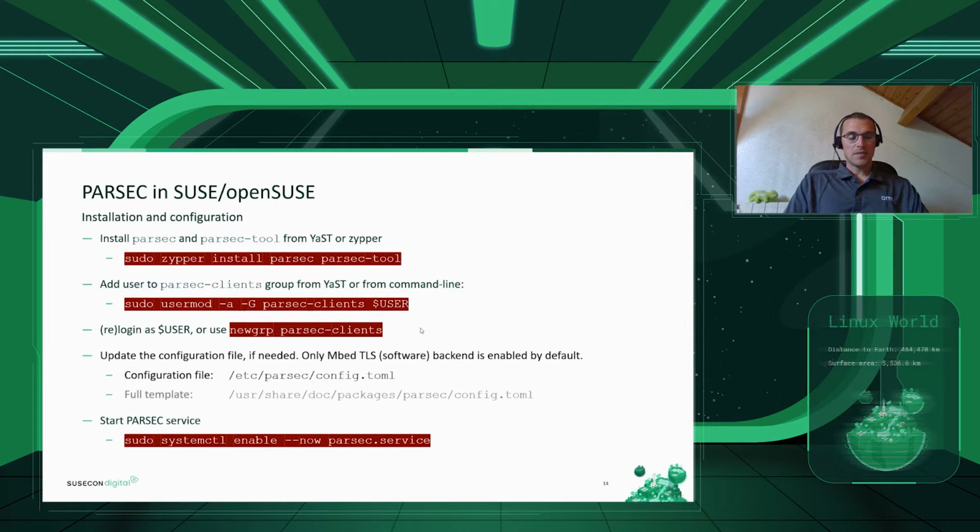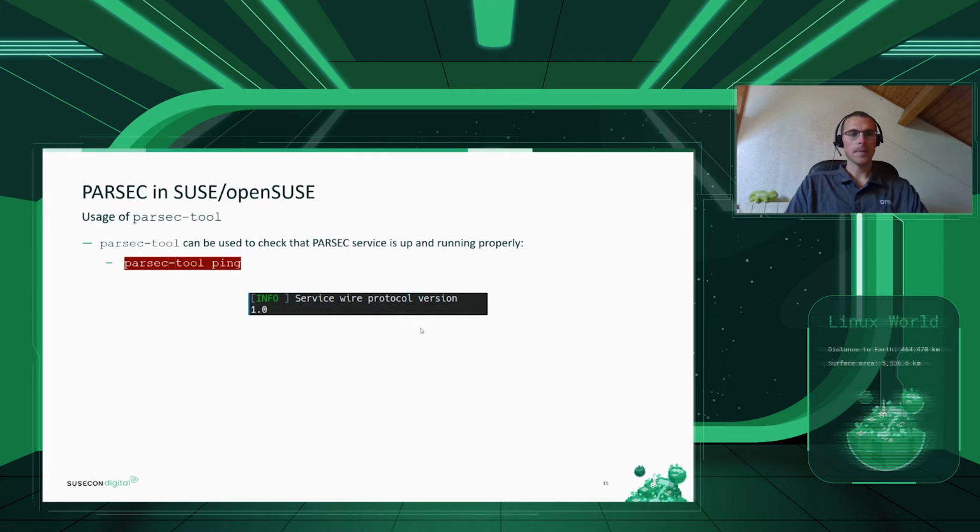Now you can start the Parsec service with a systemctl call, as usual for a systemd service. And you can check that your Parsec service is up and running with parsec-tool ping. It should return Service Wire Protocol version 1.